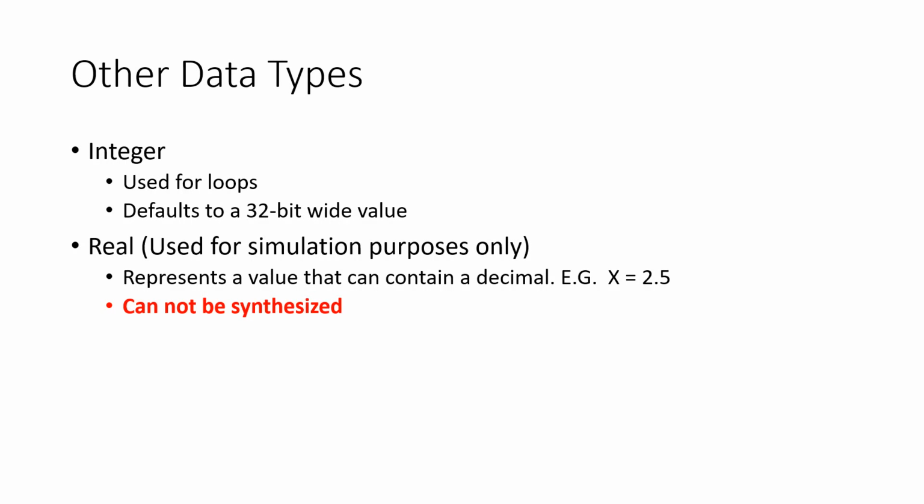Some of the other data types that we use is integer, which is used for loops, and it defaults to a 32-bit wide value. The other data type is a real, which can represent a value that contains a decimal, such as 2.5. It is important to note that reals cannot be synthesized and are mainly used for simulation purposes when we write test benches.